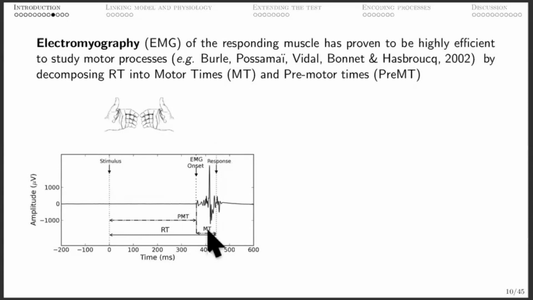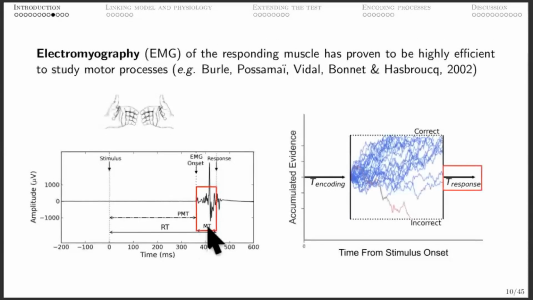Now, the linking function we have in mind is quite obvious. We think that this last motor time, the time where the participant is actively engaging in the response, should be the same as the time needed to execute the response that is assumed by the model. And we can then look whether the measure we make does correspond to the estimation that is made by the model of behavior.